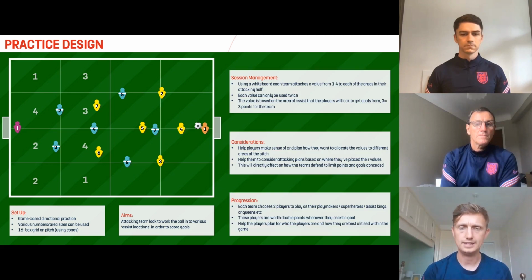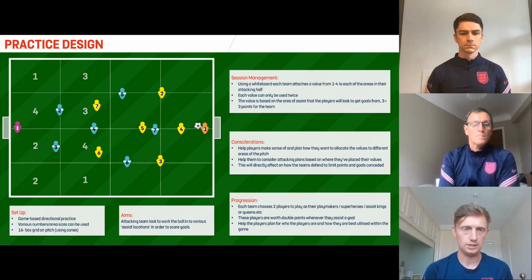The next part, and it's up to you with your players whether they could run both of these at the same time or whether you need to do one and then build into the other. But the second bit is just around each team having 1, 2, a couple of playmakers, assist kings or queens, however you want to sell it to them. But whenever they assist a goal, wherever they are at the time, it's worth double. So if they assist a goal from a 4-point area, that's suddenly worth 8.